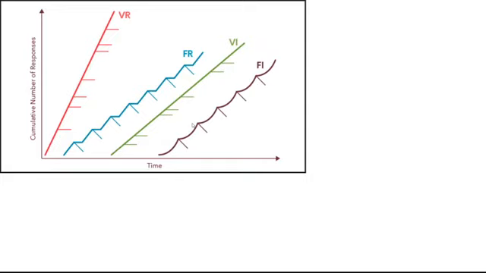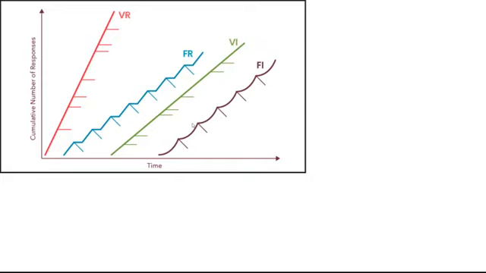If we look at the one next to it, that's going to be a fixed ratio. And so you might notice that our tick marks are now showing up at pretty consistent intervals. And that means that after every, say, 10 presses, they're getting food from it. But because there's that fixed aspect here where we know that after you've gotten food, you have to press the lever 10 times before you get food again. So we actually see a drop off in responding right after they get food.